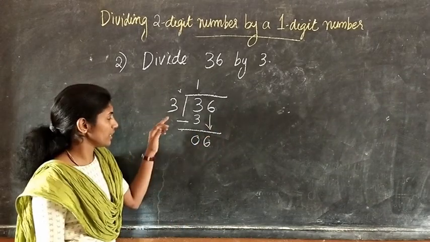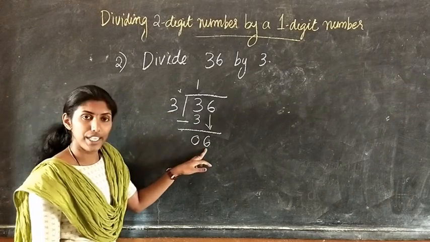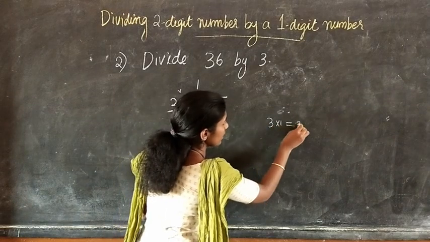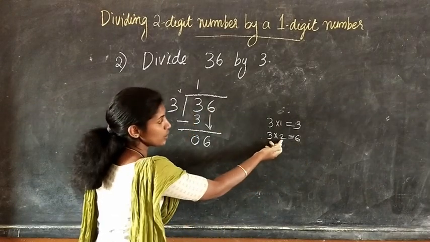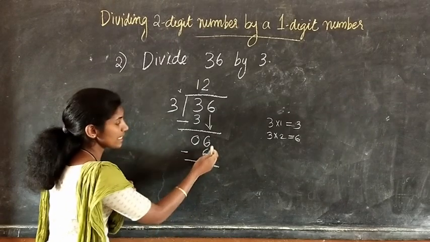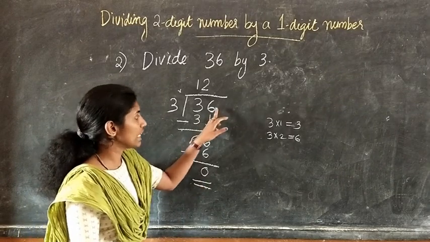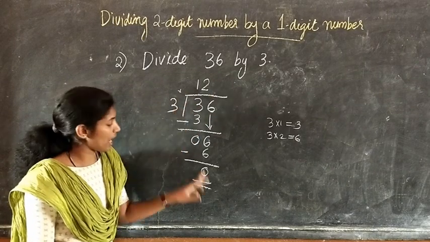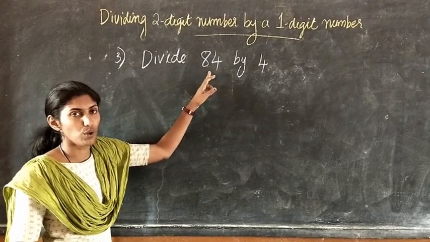That is 6. Then we have to recite the multiplication table of 3 till we get the number equal to 6 or less than 6. That means 3 into 1 equal to 3. Then 3 into 2 equal to 6. So here we got 6. How many times? 2 times. So write 2. Then 3 into 2, 6. Then subtract. 6 minus 6, 0. Here also we got remainder 0. Here 36 is known as the dividend, 12 is the quotient, 3 is the divisor and 0 is the remainder. Next, third question, divide 84 by 4.